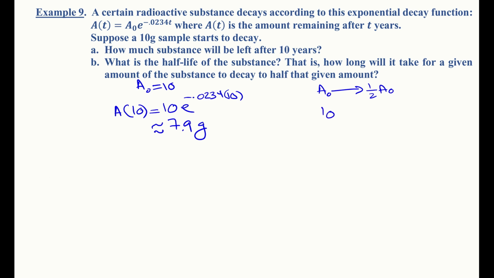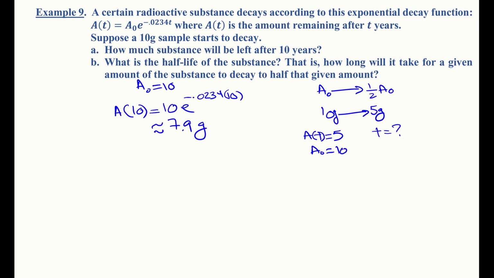So we can just see how long it'll take to go from 10 grams down to half of it, which is 5 grams. So for A of t, we're going to use the future amount we want, which is 5. For A0, we're going to use 10. And of course, t is unknown. That's what we're trying to discover. All right, so we plug in.